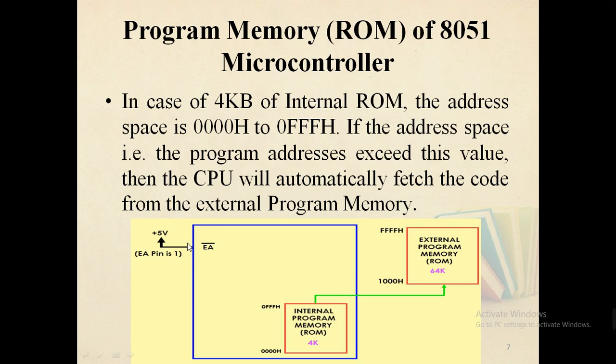That is, when the EA pin is high, the CPU first fetches instructions from the internal program memory in the address range from 0000H to 0FFFH, and if the memory address exceeds the limit, then the instructions are fetched from external ROM, that is in the range from 1000H to FFFFH.